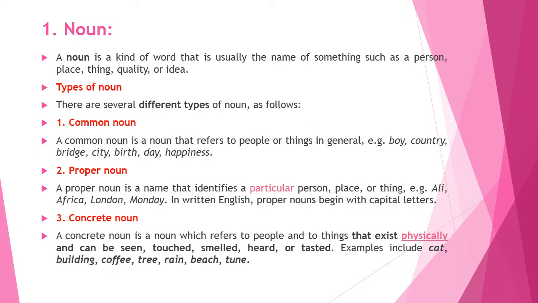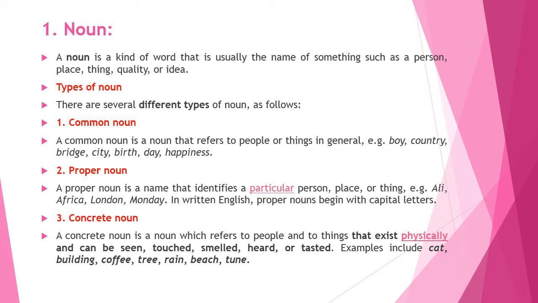So let's discuss first of all noun and its various types. A noun is a kind of word that is usually the name of something such as person, place, thing, quality, or idea. There are various types of nouns. Number 1 is common noun. A common noun is a noun that refers to people or things in general.